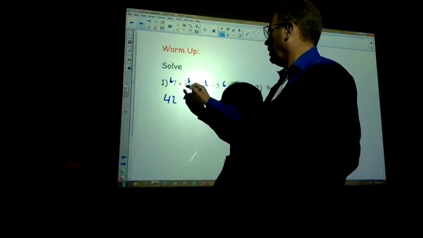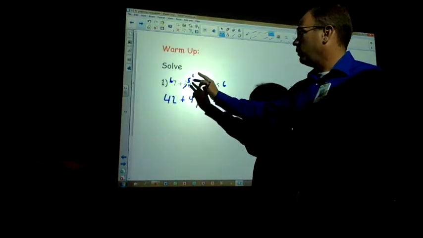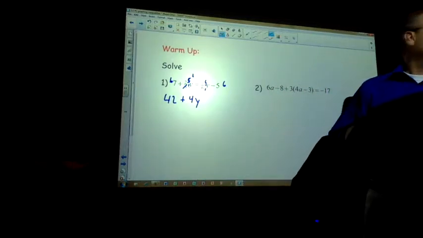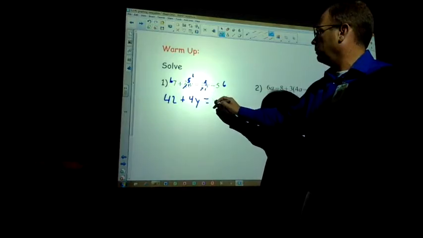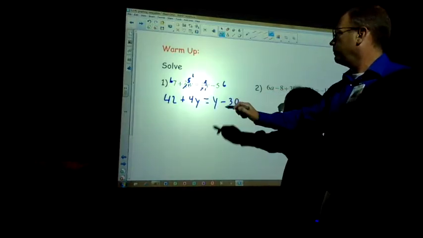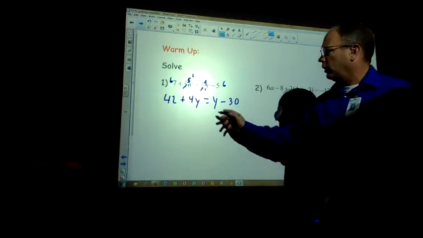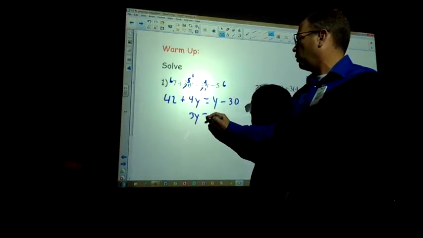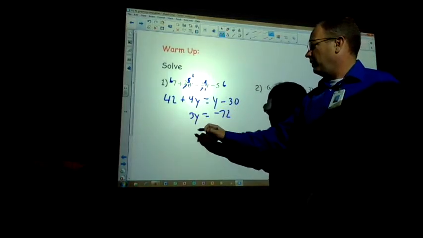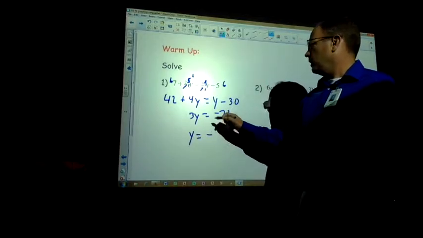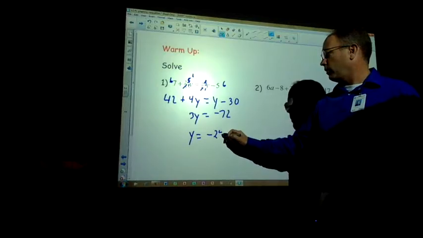So I get 42 here. 3 goes into that twice, so that gives me plus 4y. Why is it 4y, not 2y? Because 2 times 2y, good. And that's going to be equal to 1/6, okay, that gives me y minus 30. Yep. Okay? And then we need to start going through the process of solving it. So I'll subtract y from both sides. Cool. Subtract 42 from both sides. And then I'll divide everything by 3. How many times does 3 go into 72? 24 times? Okay, so negative 24.